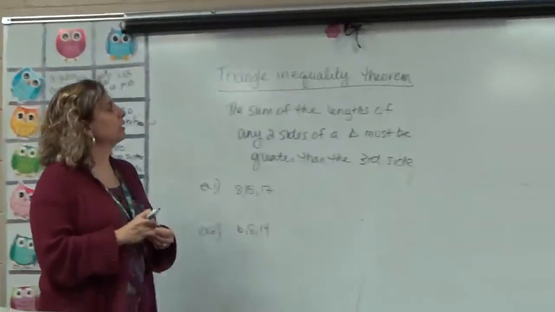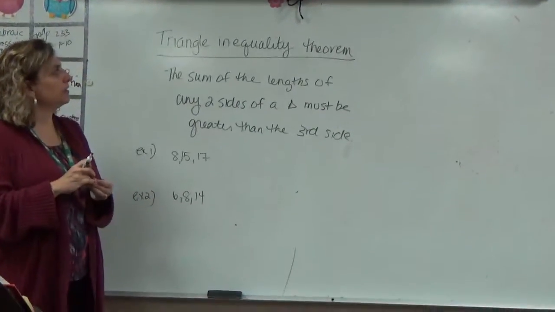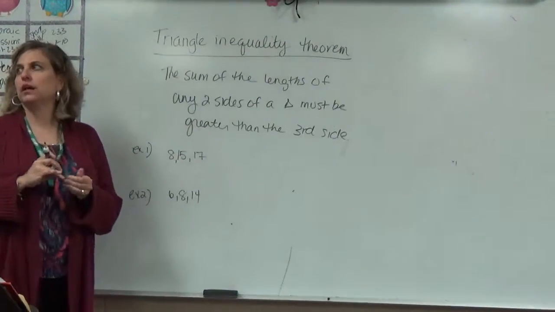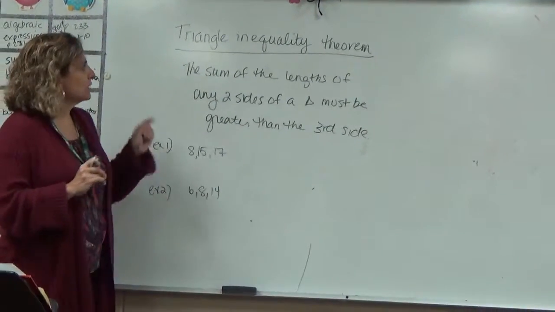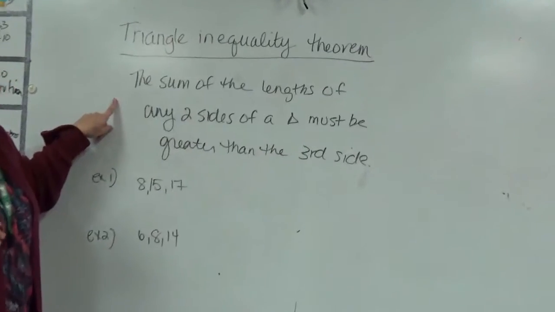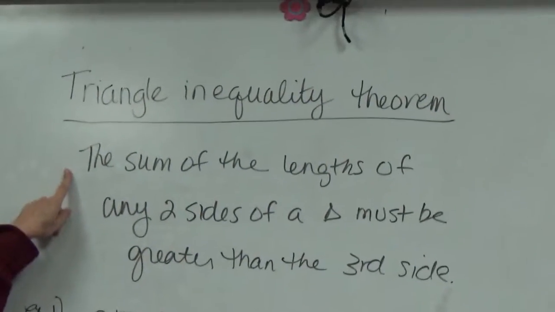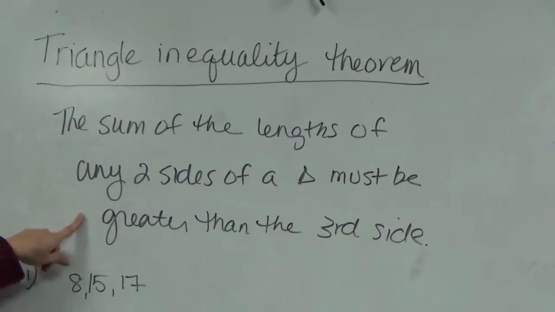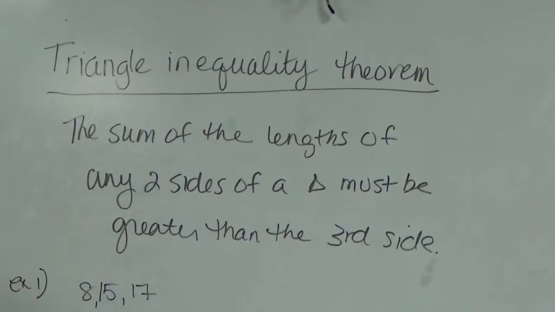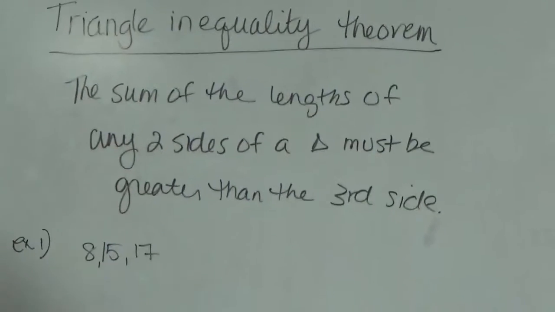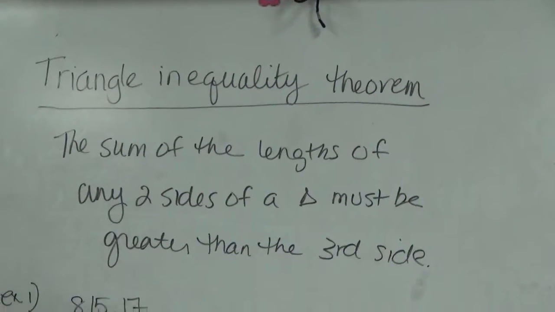Okay, today we're going to be talking about triangle inequality theorems and Pythagorean inequality theorems. So, here's what you need to write down. The sum of the lengths of any two sides of a triangle must be greater than the third side. What does that all mean? Well, first, pause the video and write that down.